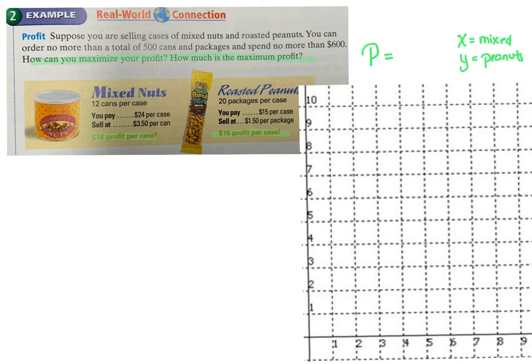Honestly, if you choose opposite variables, it's just going to flip-flop your graph, and your profit and max are still going to be the same. You're just going to have X number of roasted peanuts and Y number of mixed nuts. It's going to be the same profit, and you're going to have the same answer at the end of it. All right, so if I set it up that way, then what's my profit for my mixed nuts?